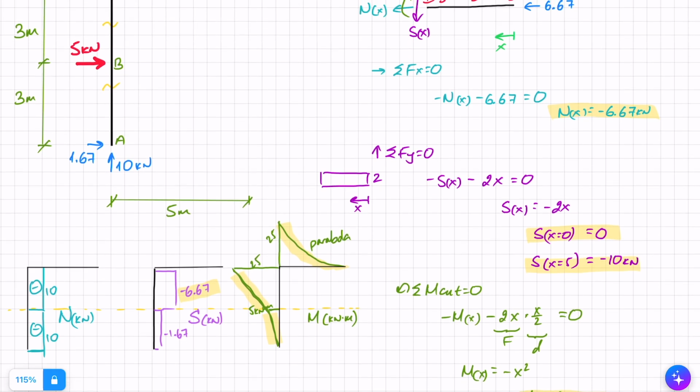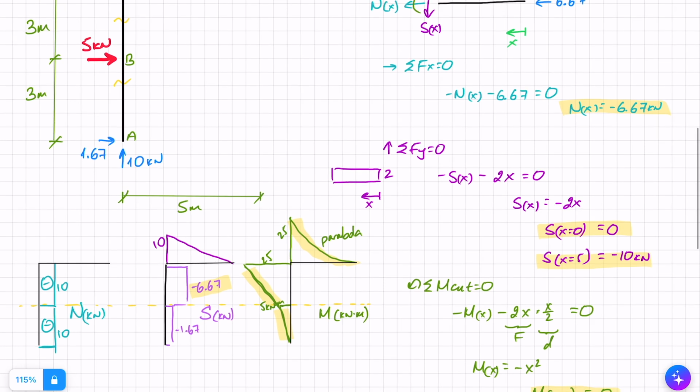Let's quickly fill in the other parts. In terms of our shear force, we went from 0 to minus 10, so I'll just draw that in. That's a straight line, right? Because that was just a function of x. So here I've got 10. And in terms of my axial load, I had minus 6.67, so it'll be something like that, minus, and this is 6.67.